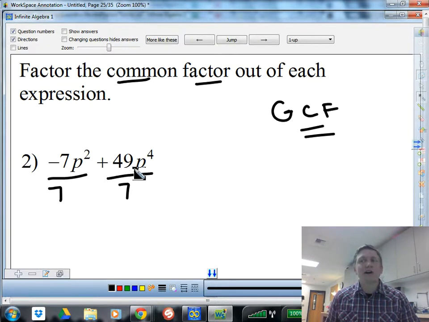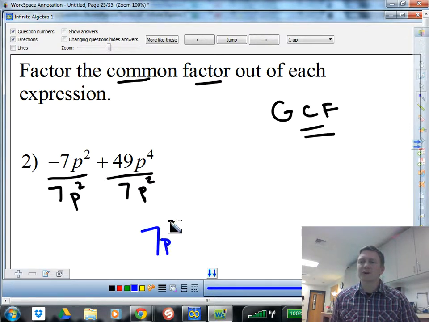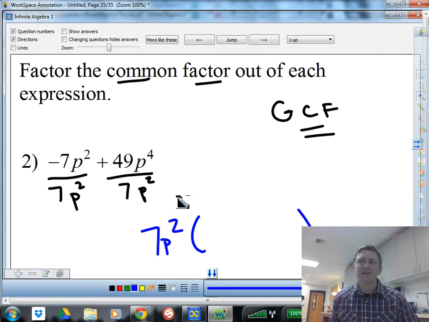Okay, we can also divide each of these. What do they have in common in terms of their variables? We have p squared and p squared that they both can be divided by because that is what they have in common. We rewrite it over here. And we're going to take 7p squared and write it in front of the parentheses. Then we're going to say what is negative 7 divided by 7? Turns out to be negative 1. And p squared divided by p squared really can just cross out because it's the same thing divided by the same thing, which turns into 1.